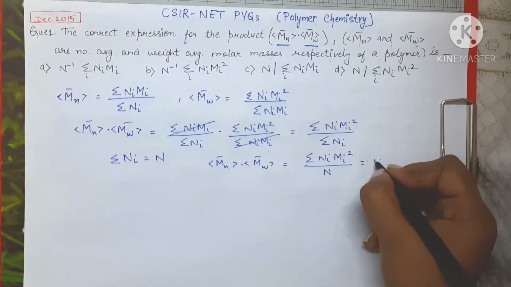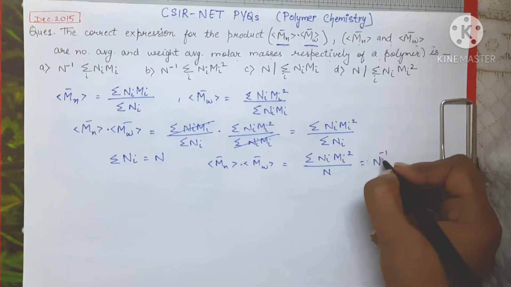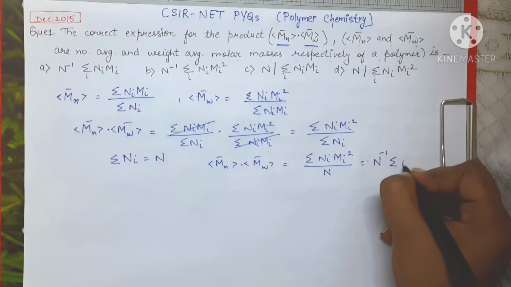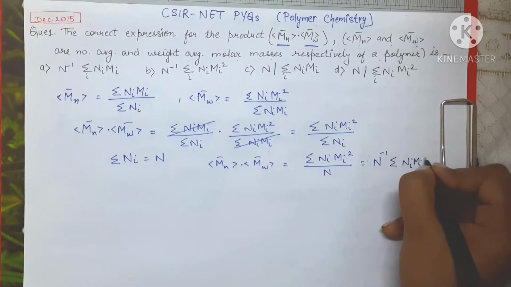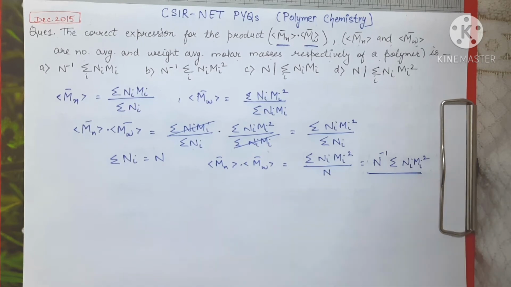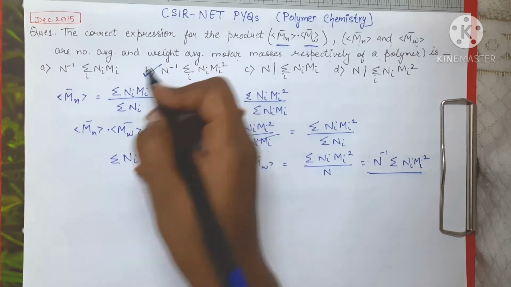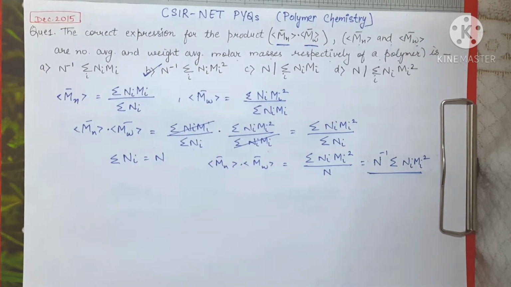Also we can write it as N inverse. When we take this N to the numerator, it becomes N inverse into sigma Ni Mi square. So this is the answer. So it matches with option B. So B is the correct option. So now we'll move on to question number 2.